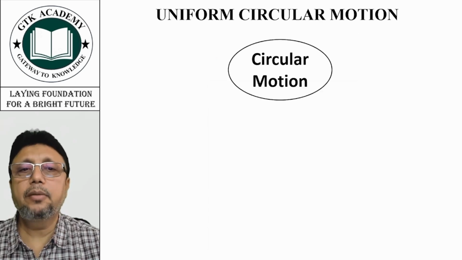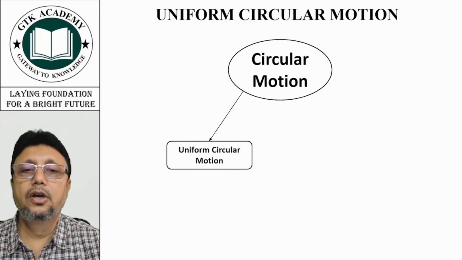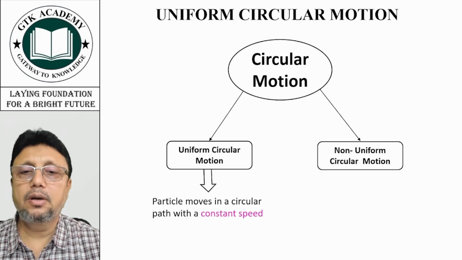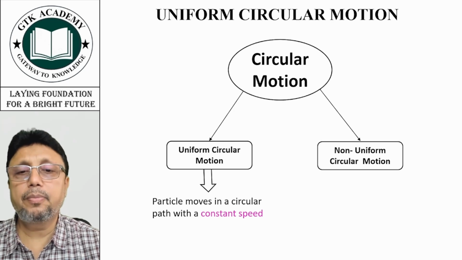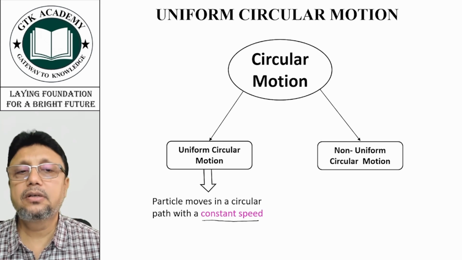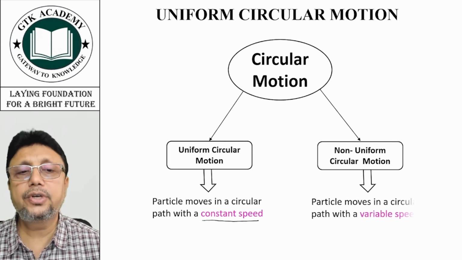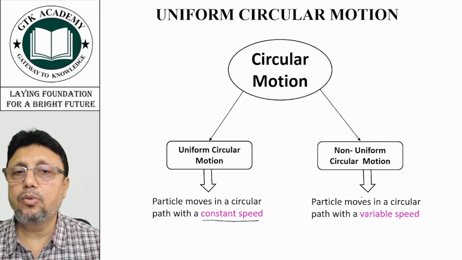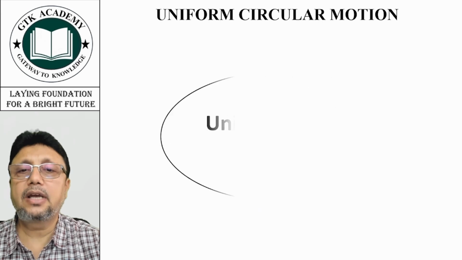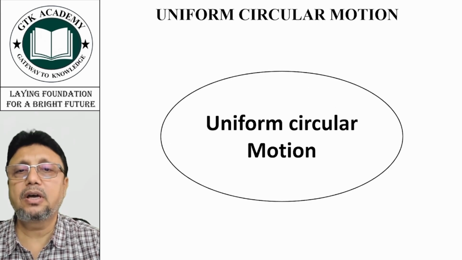Now circular motion can be divided into two parts: uniform circular motion and non-uniform circular motion. In case of uniform circular motion, the particle moves in a circular path, but the speed of the particle is constant. In case of non-uniform circular motion, the particle moves in a circular path, but speed is variable. Now let us understand both of them one by one. So let's start with uniform circular motion, which is our topic today.